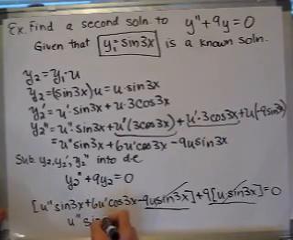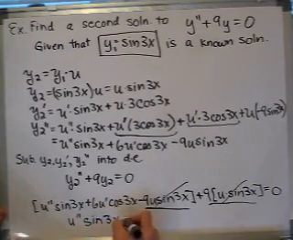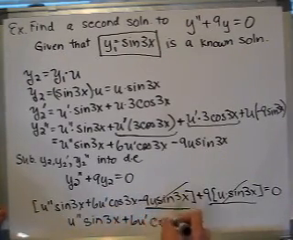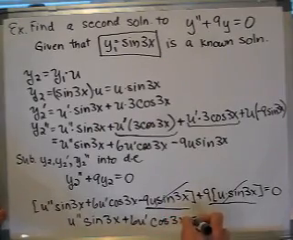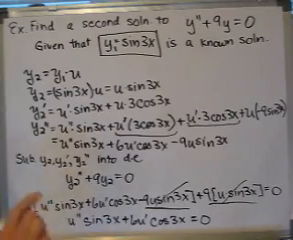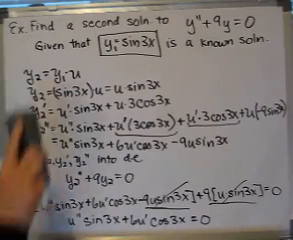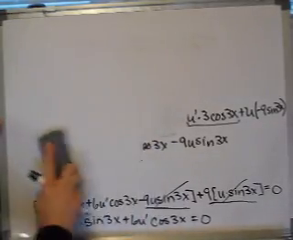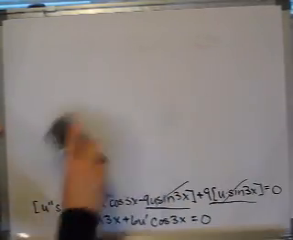What's left is u double prime sine of 3x plus 6u prime cosine of 3x is equal to 0. I can actually make a substitution now, and I'll show you what that substitution is. Let me just leave the last line. Remember, I'm trying to solve for u. That's my unknown function.